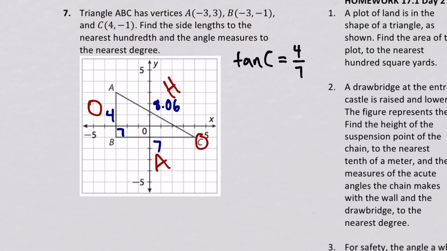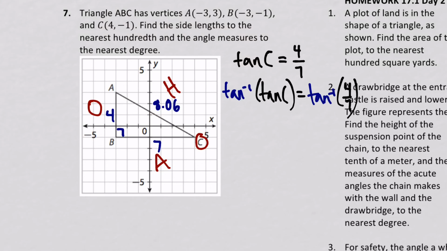How do you isolate the C here? Remember, don't divide by tangent. That doesn't make any sense. You need to find the inverse, right? You need to cancel tangent. To cancel tangent, you need to take the inverse tangent of both sides. So you take the inverse tangent of both sides. Inverse tangent of this one as well. 4 over 7 right there.